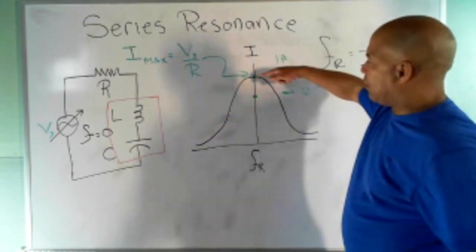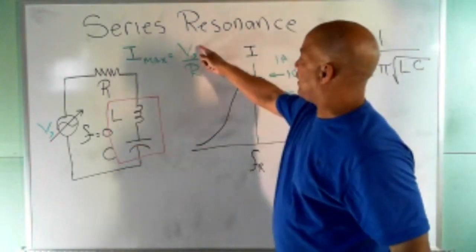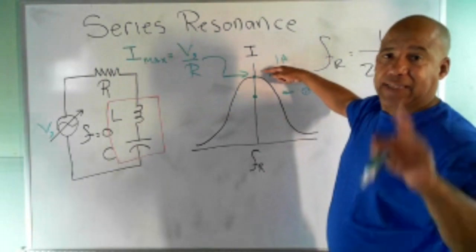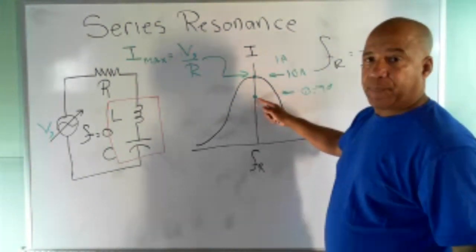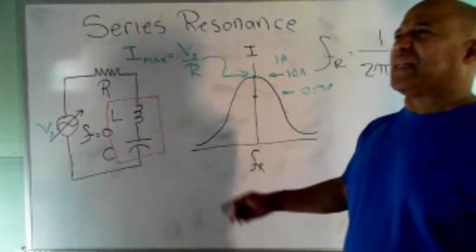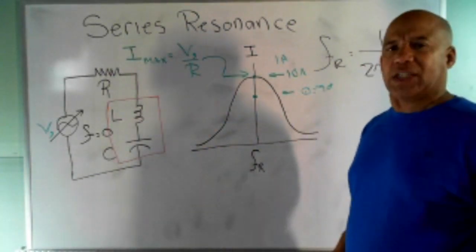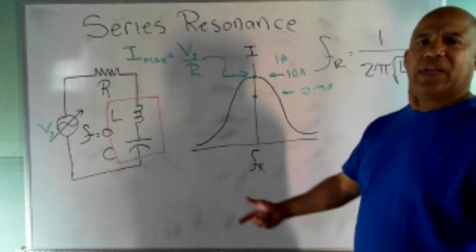The point is, if I know this value, which I can get because I know R and I know V, I just take V divided by R, I get I max, I take that value, multiply by 0.707, it gives me a point down here. And so Jacob asked the question, well, that 0.707, that's how we calculate the RMS value, and that 0.707 keeps popping up. What's the deal with that?